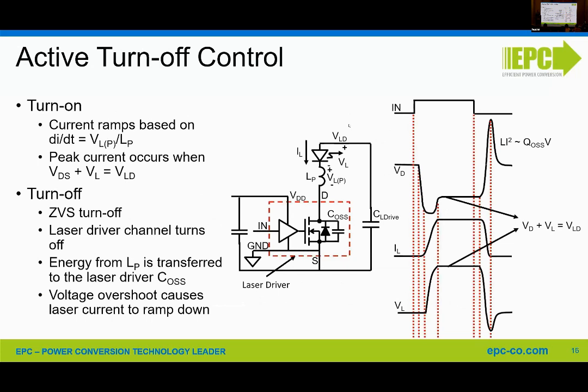So active turnoff works in a little bit different way. With active turnoff, you're going to have current going through the laser. And then once you turn off the laser, the energy in the inductance is going to be delivered to the output capacitor. So the laser driver turns into a high impedance.